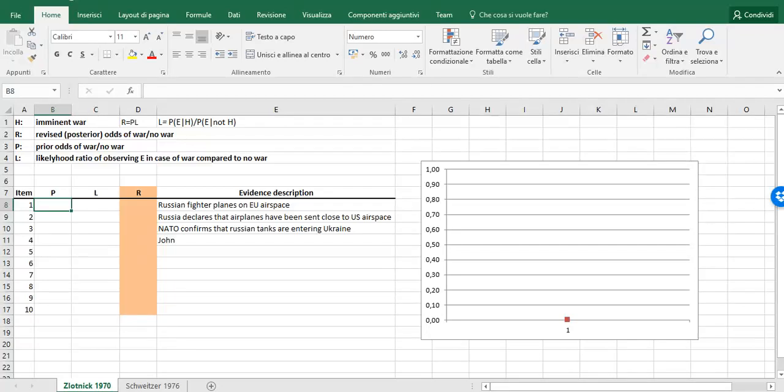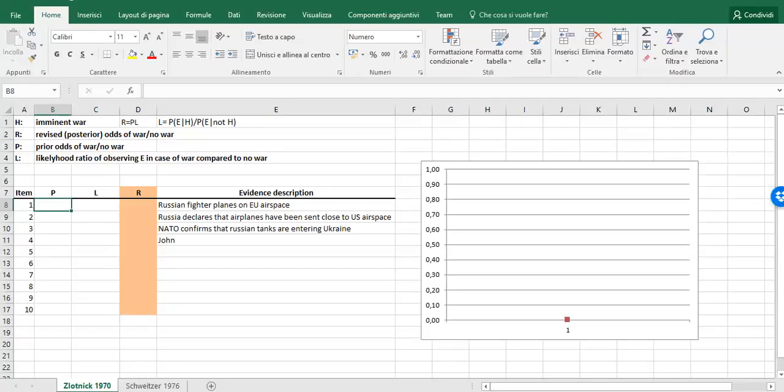The recent crisis in Ukraine can give us the opportunity to apply the rule of Bayes as it was described by Zlotnick in 1970. In this paper, he defines the revised odds of a war as the prior odds of a war times the likelihood ratio of observing an event E in case of a war compared to no war. So let's start by giving the hypothesis of an imminent war a rather low probability.